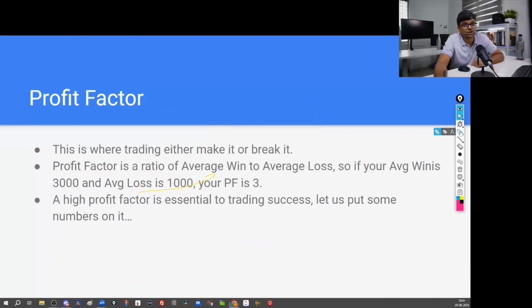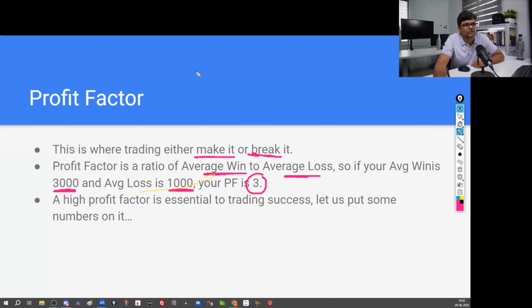Now we come to the big daddy of all numbers, that is profit factor. So in simple words, this is where traders will either make it or break it. Either they will become successful or they will quit trading eventually because of losses. So profit factor is simply the ratio of average wins to average losses. So if you're on average making 3,000 rupees on your winning trades and you're losing 1,000 on your losing trade, your profit factor is 3.